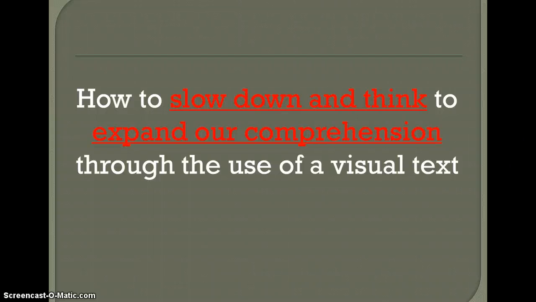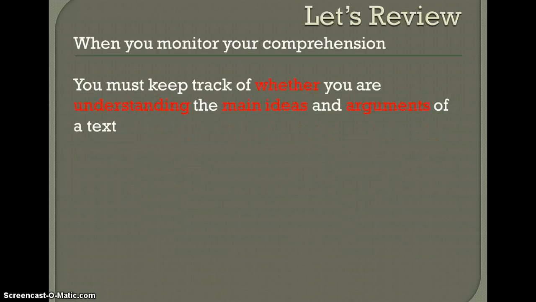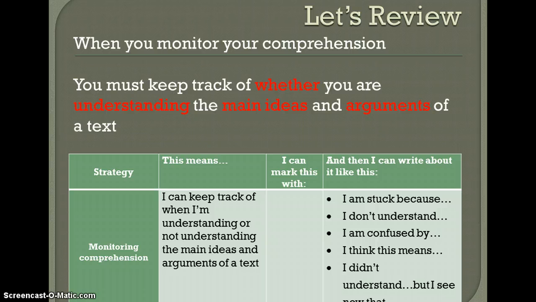This lesson will explore how to slow down and think to expand our comprehension through the use of a visual text. But first, let's review. When you monitor your comprehension, you must keep track of whether you are understanding the main ideas and arguments of a text. This is what you can reference as you develop your understanding of the strategy.